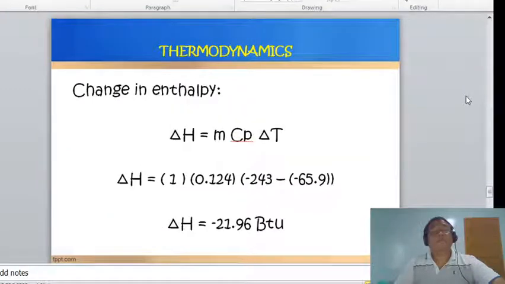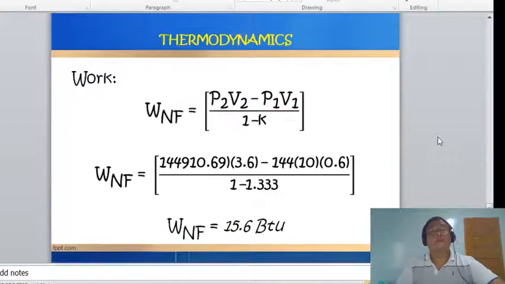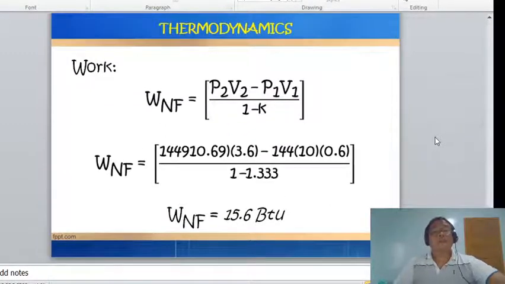Getting now the change in enthalpy. Again, change in enthalpy is always mCp delta T. Substituting all the values, delta H now equals negative 21.96 BTU. For the work non-flow, again from the derived equation, that is P sub 2 V sub 2 minus P sub 1 V sub 1 over 1 minus k. Again, substituting all the values, work non-flow now equals 15.6 BTU.